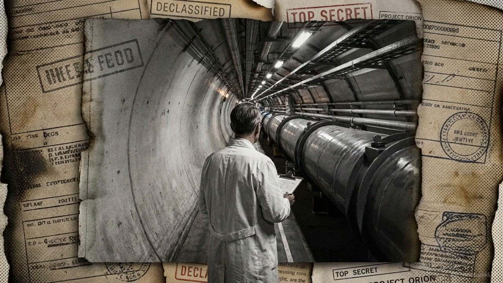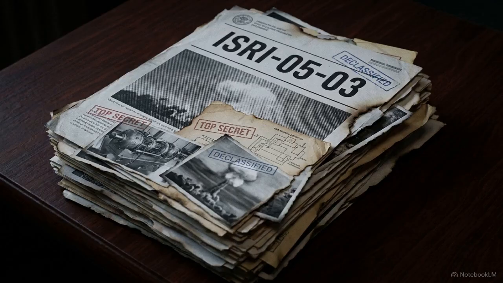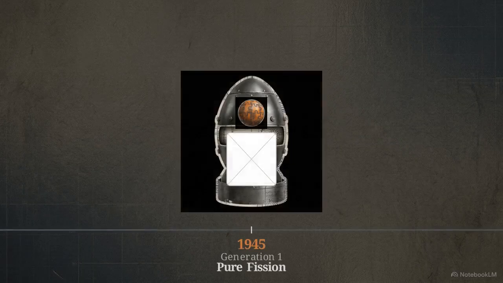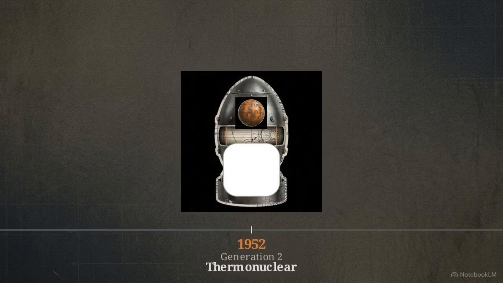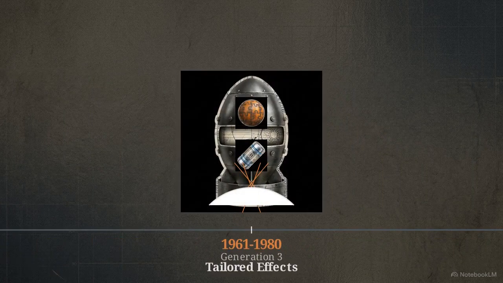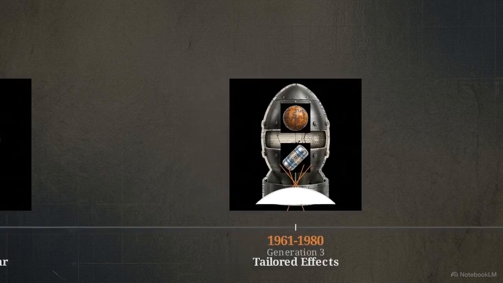Andre Gsponer was a Swiss physicist who spent the 1980s and 90s working on particle physics at CERN. In 1998, he founded the Independent Scientific Research Institute in Geneva to publish technical, open-source engineering assessments of nuclear weapons. This timeline charts Gsponer's taxonomy of nuclear development, moving from pure fission bombs to thermonuclear devices to tailored radiation weapons.